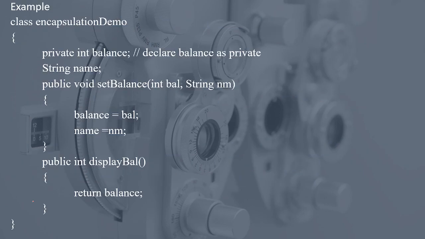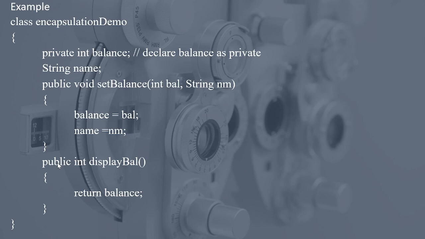Let us look at an example. You have, let's say, balance, and you have a name. Now, balance here is private. Okay, it is declared as private. Now we have a method set balance, to which I'll be passing balance and name. So it is just storing them in balance and name, which are the data members of the class. And then we have a method which returns the balance, that is display balance.